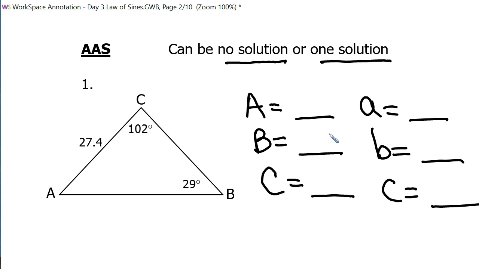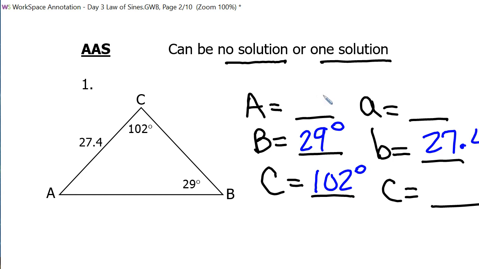So if you have an oblique triangle, you will have to solve the triangle using the law of sines, which is that formula we just derived. Now, for my answers, I'm going to go ahead and fill in the information that was given to us. So on that triangle, they gave us angle C is 102 degrees. Angle B is 29 degrees. And side B is 27.4. Now, what is not given, we now have to solve.